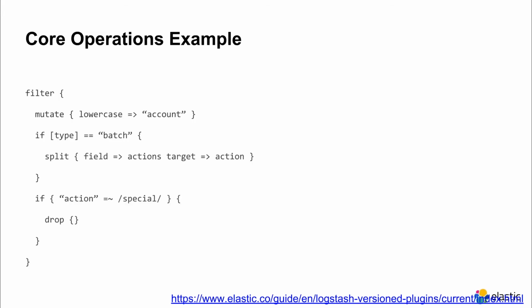So it's a typical example of mutate with a conditional, right? This is a typical example with mutate, split and drop. If you see here, you are trying to lowercase a particular field which contains the data, and then if the type is batch, you are trying to split that particular field into separate actions. So these are the most used filters in the core operations or data enrichment part.